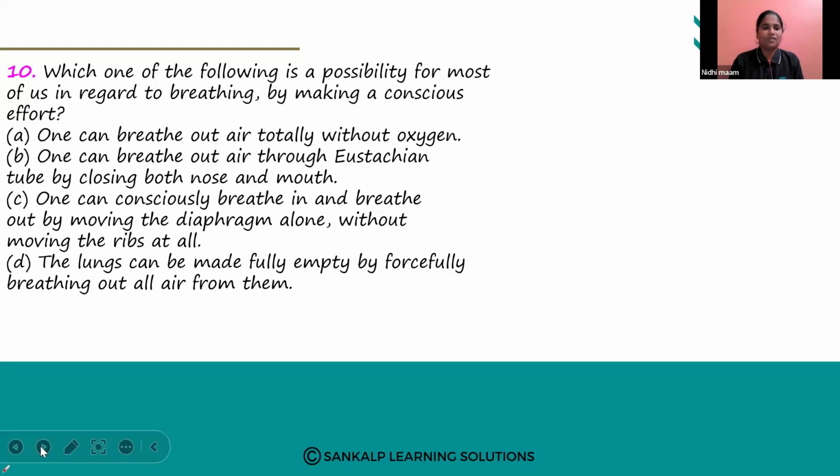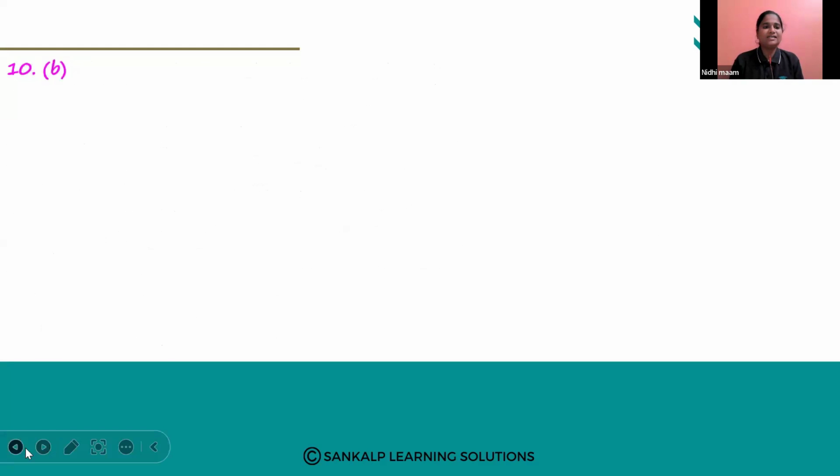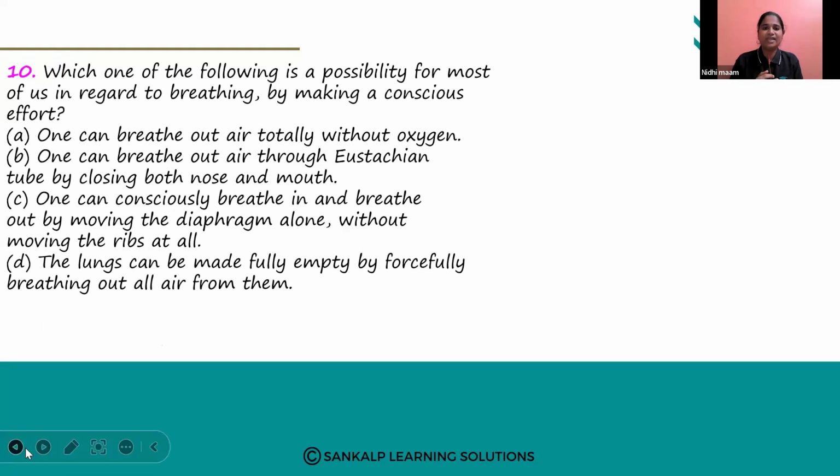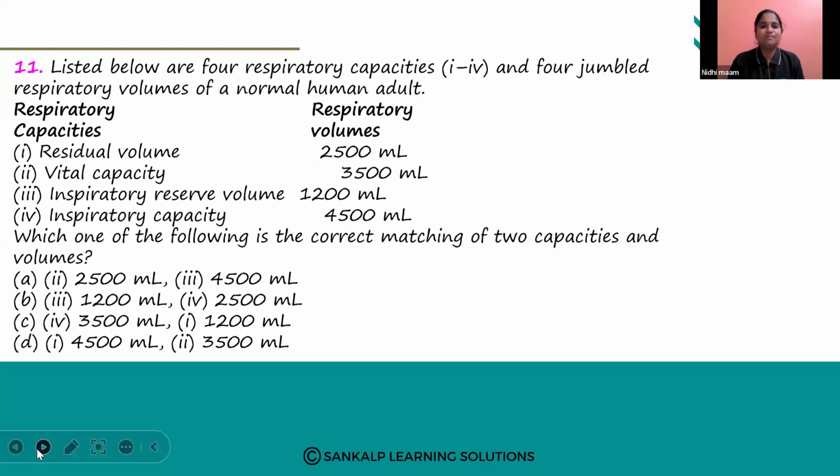Okay, let us check the answer here. So the answer is option B. One can breathe out air through the eustachian tube by closing both nose and mouth. Okay. Next question. Listed below are 4 respiratory capacities and 4 jumbled respiratory volumes. Okay, it is similar. Next question.